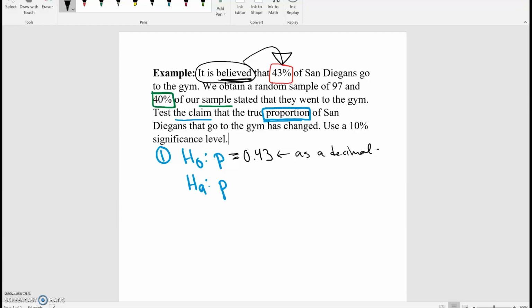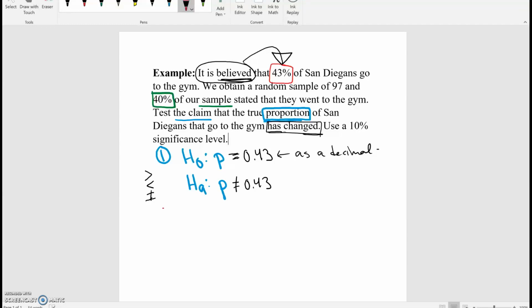So in the end, what is this one going to be? It's either going to be a greater than, a less than, or a not equal to. It's going to be one of the three, so we have to look at the keywords. It says test the claim that the true proportion of San Diegans that go to the gym has changed. Notice that this is such a vague word. There's no clear indication that it's greater than or less than, so we're going to go with not equal to 0.43.